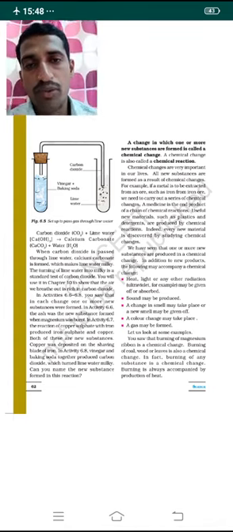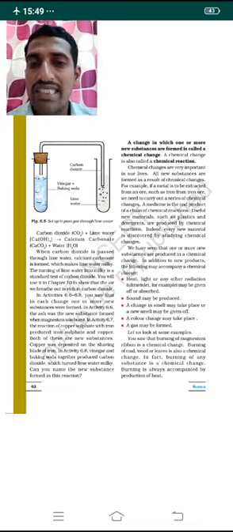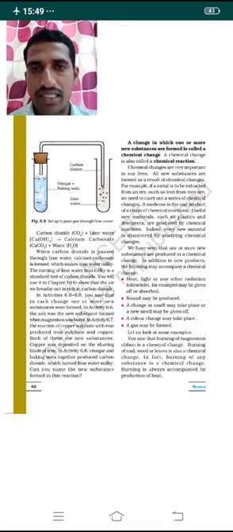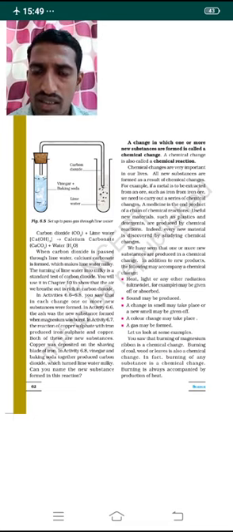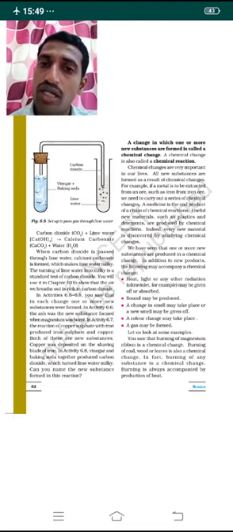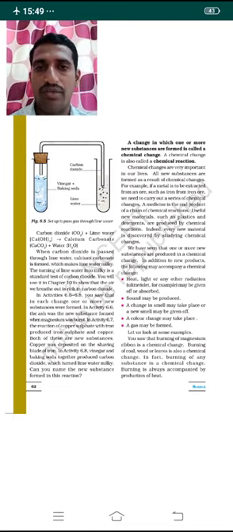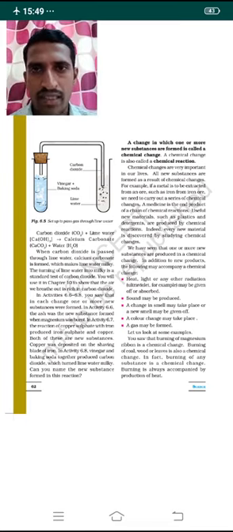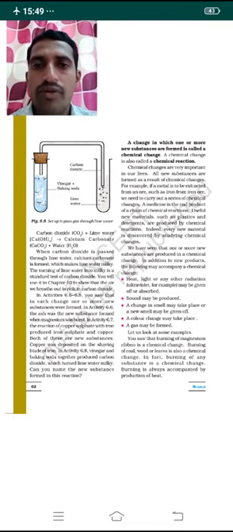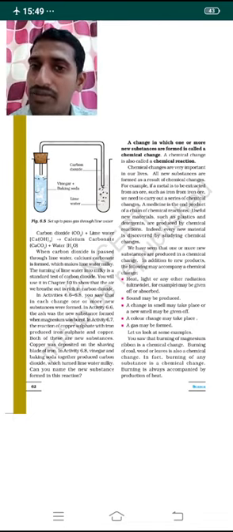Now let me sum up all these three activities, 6.6 to 6.8. Try to observe all three activities. You will see some kind of similarity here. In all these activities there is a change and a formation of one or more new substances, chemical reactions. In 6.6, the magnesium ribbon was burnt in the air, and there was a formation of powdery ash, a new substance.